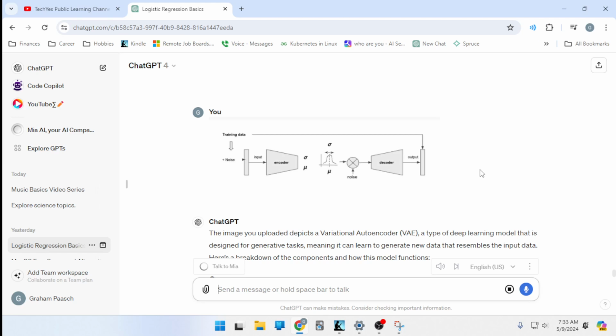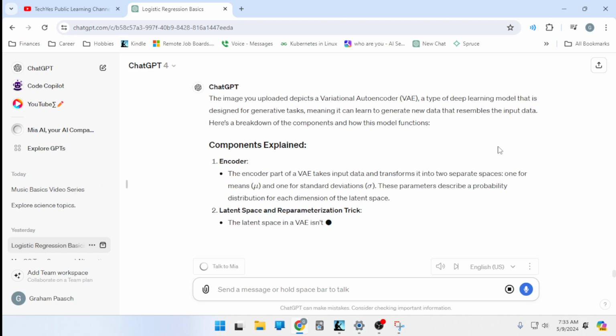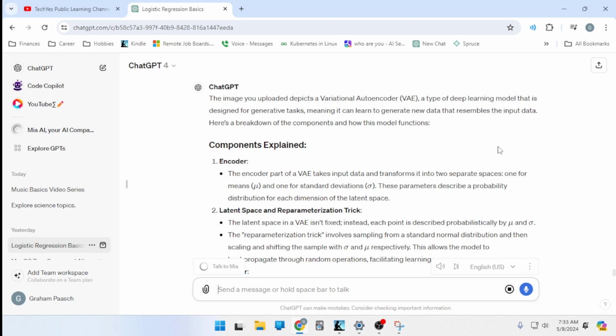The image you uploaded depicts a variational autoencoder, VAE, a type of deep learning model that is designed for generative tasks, meaning it can learn to generate new data that resembles the input data. Here's a breakdown of the components and how this model functions. Encoder. The encoder part of a VAE takes input data and transforms it into two separate spaces, one for means, mu, and one for standard deviations, sigma. These parameters describe a probability distribution for each dimension of the latent space.